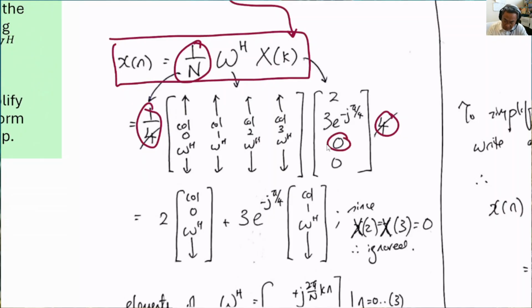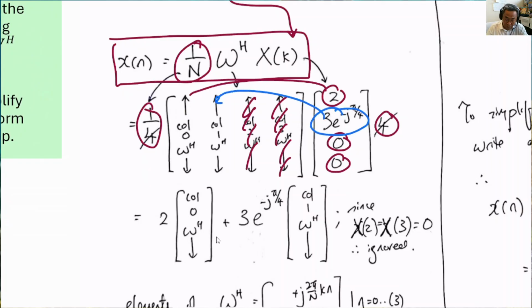The 0 is going to multiply with this column and this column. So since they are 0, therefore these two columns are useless. We recognize matrix vector multiplication as simply this value multiplied by the first column, as well as the second value multiplied by the second column. So we write it here, the first value and the second value, 2 and 3e^(-j pi/4), multiplying by the corresponding columns of W^H.